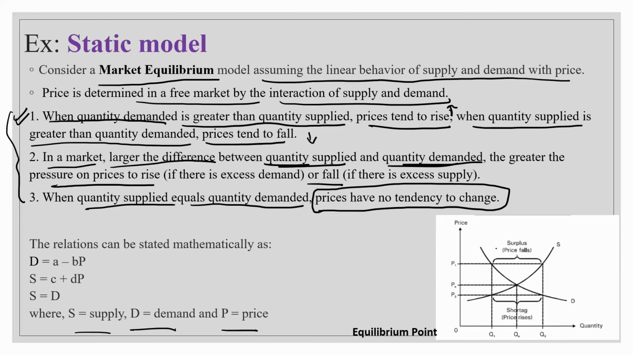Here you can see the graph also. When the price of the product is OP1, the demand is low and the price is high, then what will happen? You can see the supply at this price is OQ2, meaning supply is more, demand is less, and the price is high. There is a price fall pressure on the market, so the price will fall.